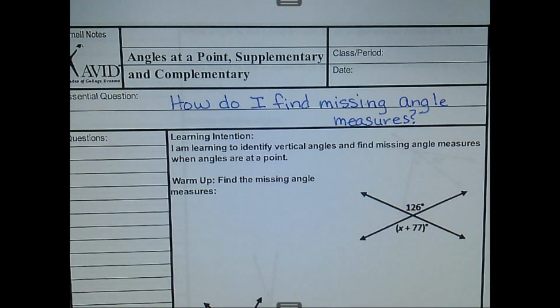Hello class, today we are looking at angles at a point, supplementary and complementary angles again. So your essential question is, how do I find missing angle measures? Your learning intention: I am learning to identify vertical angles and find missing angle measures when angles are at a point. So you've got a warm up.